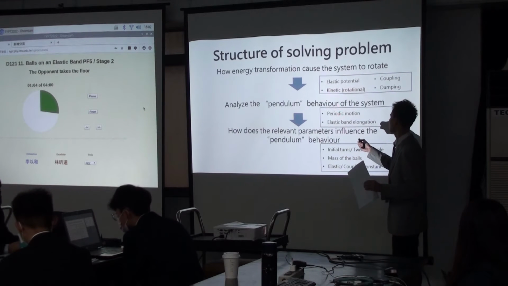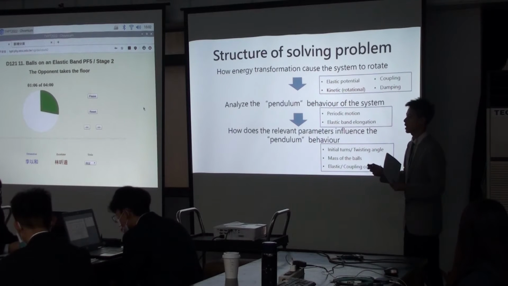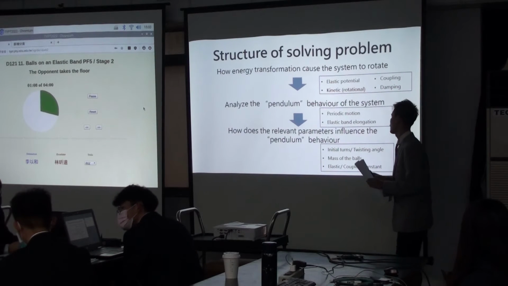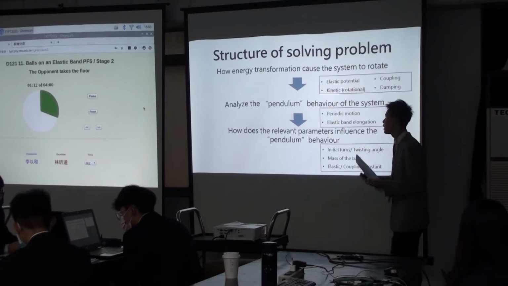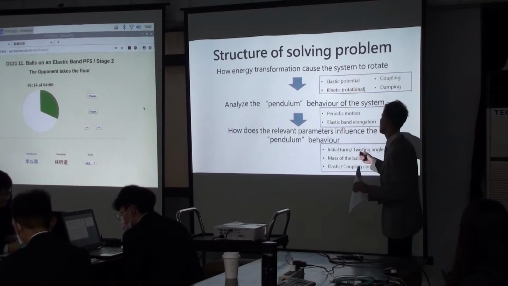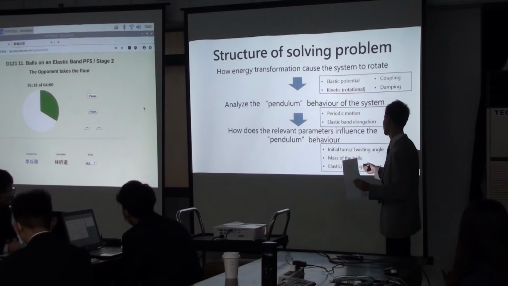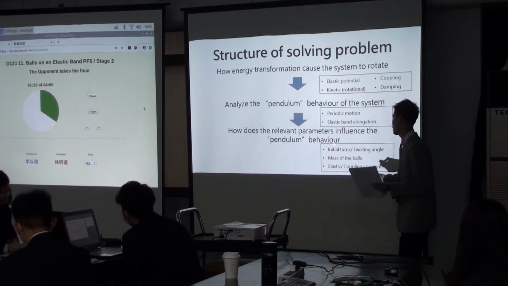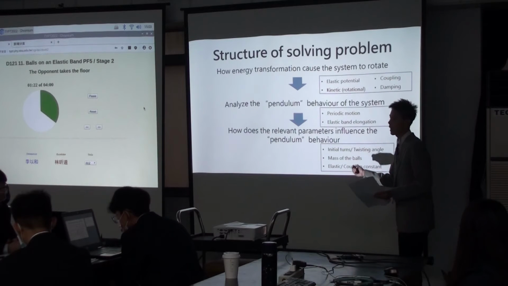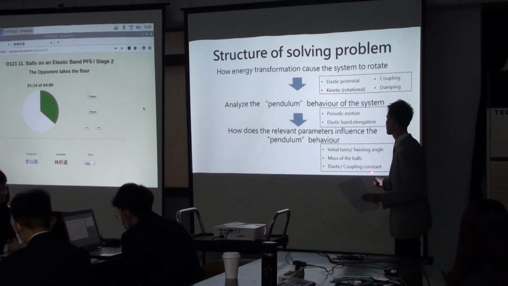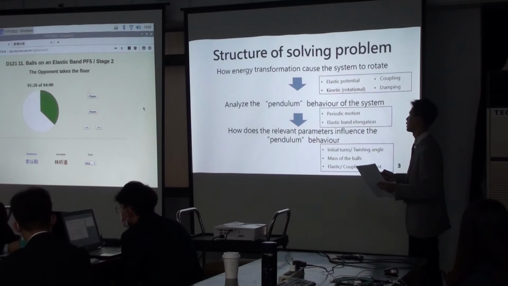Will the period of the motion be the same when you change the parameters? And will the elastic band indication cause a difference in the behavior? And how do the relevant parameters influence the pendulum behavior, such as the initial turns and the twisting angle? And will the mass of the ball affect the pendulum behavior? And the elastic coupling constant, will it need to be considered?